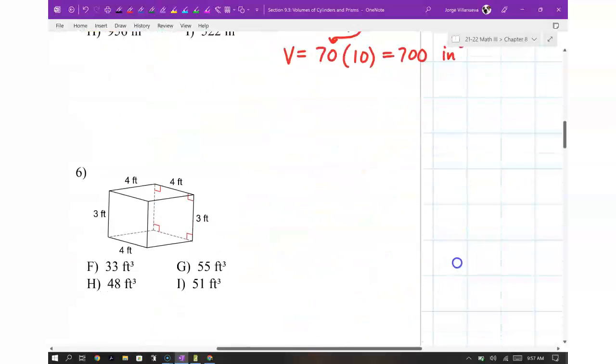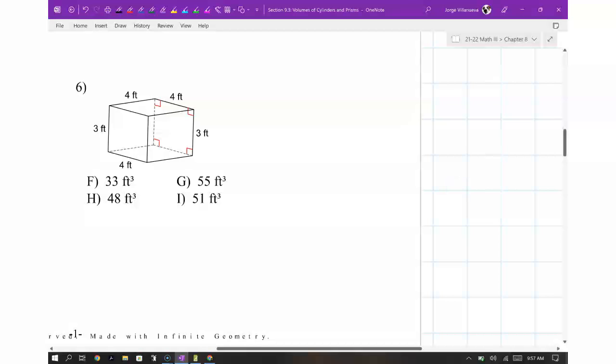So let's look at this one right here. I mean, this one's a little easier to choose your base, right? You're going to use this right here, that shape right there. So I'll color it in just so you can see it. Now let's use the formula. Volume is equal to base area times height. Let's figure out the base area. So let me draw it.